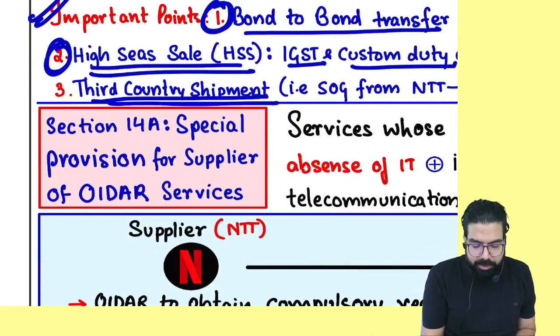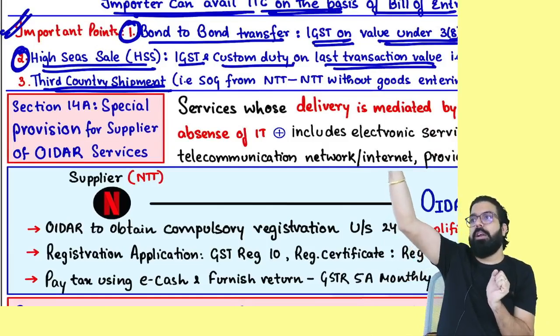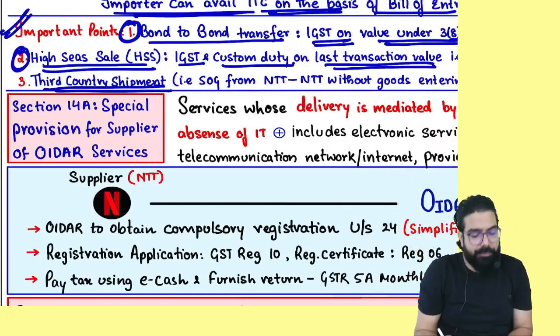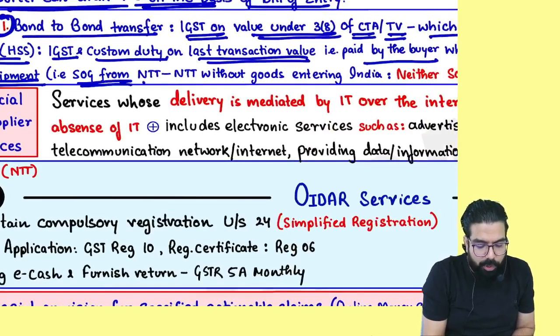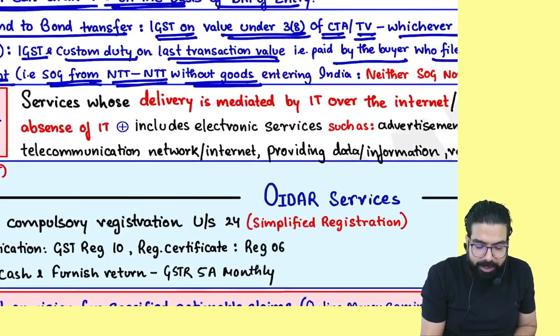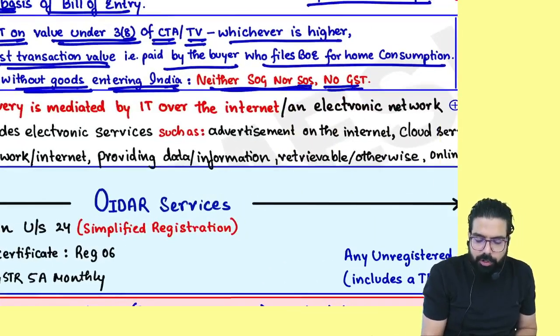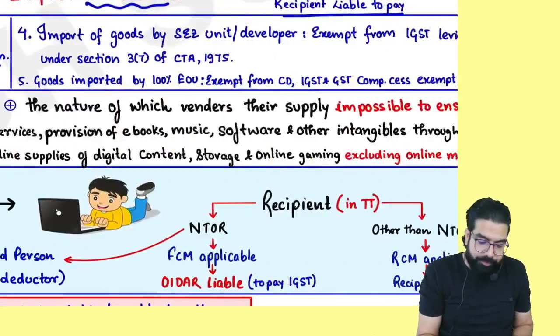What is third country shipment? Third country shipment means merchant trading, where you sell goods directly from one country to another country. Supplying of goods from a non-taxable territory to another non-taxable territory without the goods entering India. It is neither a supply of goods nor a supply of service.